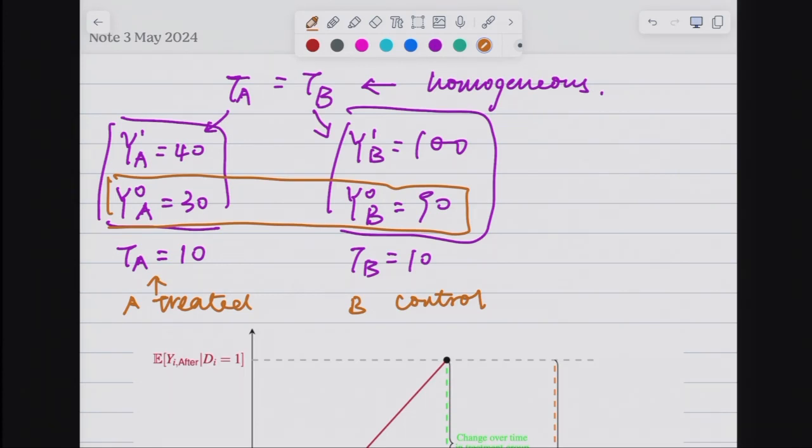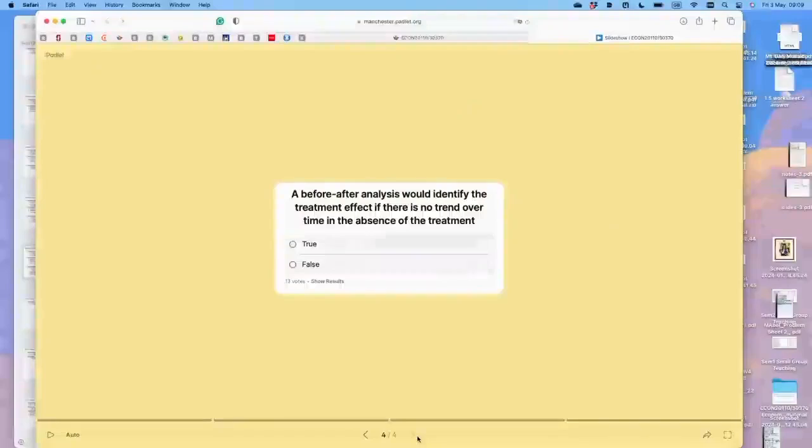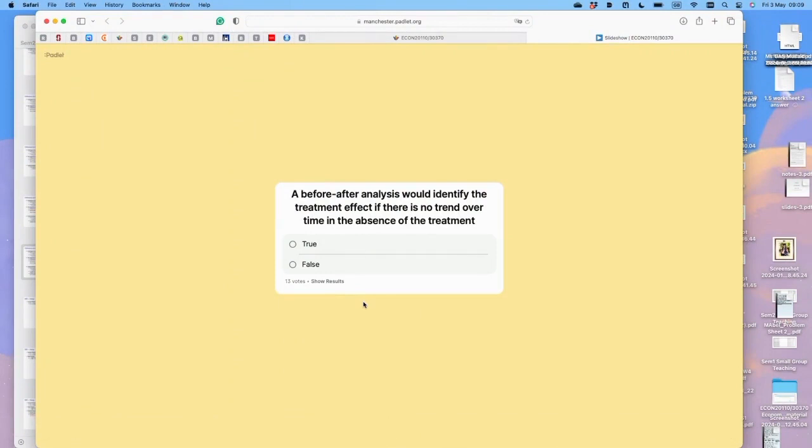Now, the next one. A before-after analysis would identify the treatment effect if there is no trend over time in the absence of the treatment, which is sort of related to where we have stopped on Monday. Can this be a true statement, or is there actually something wrong with it?